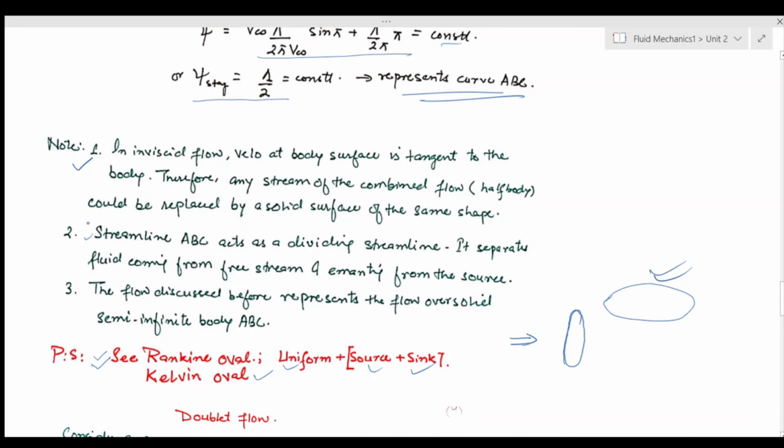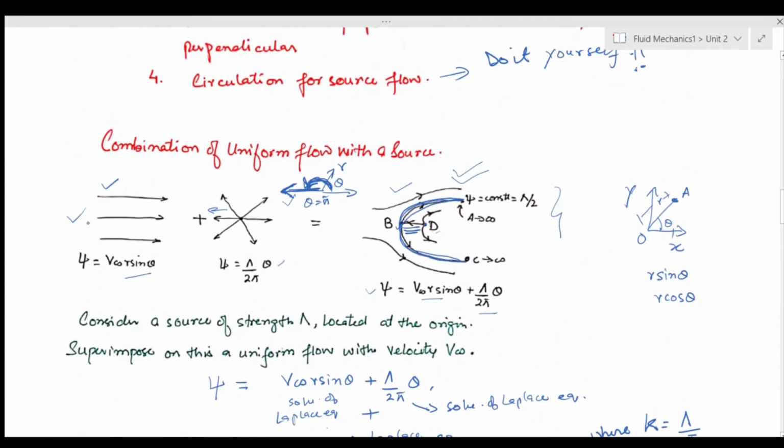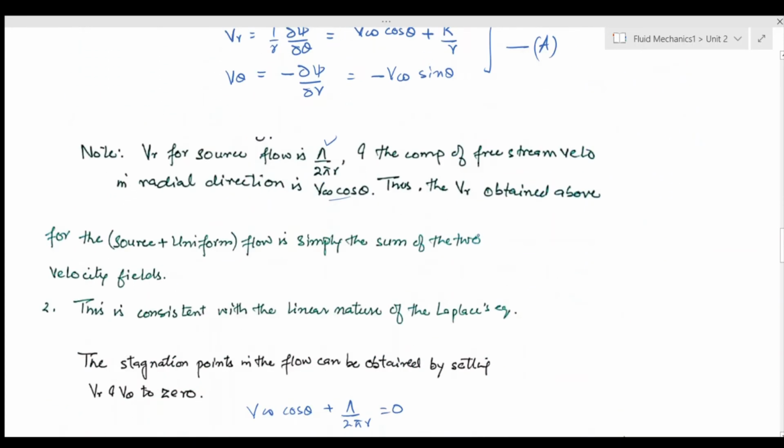Second point, streamline ABC acts as a dividing streamline. It separates the fluid coming from the free stream and emanating from the source. Let's look at my ABC streamline again and let us see what they said. This stagnation streamline ABC is actually a barrier which keeps, outside of it, the flow due to uniform flow, and inside here the flow due to source flow. That's what this point is trying to say.